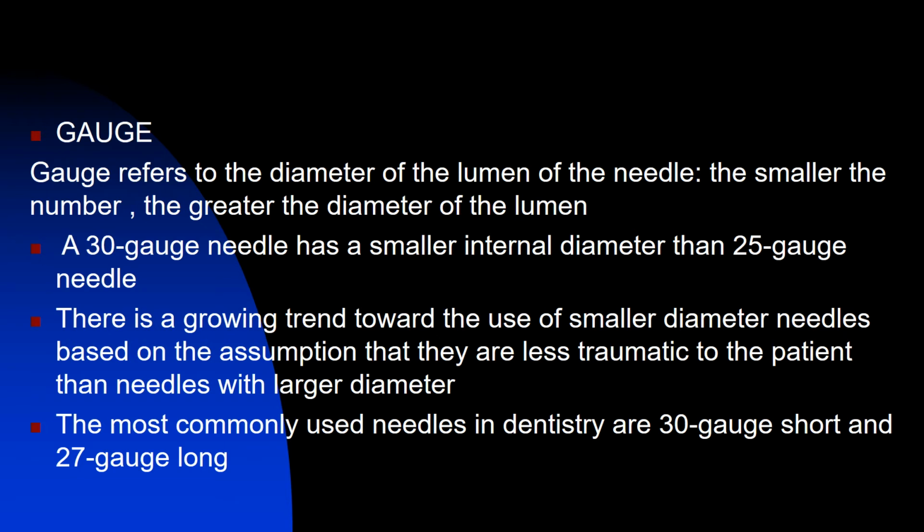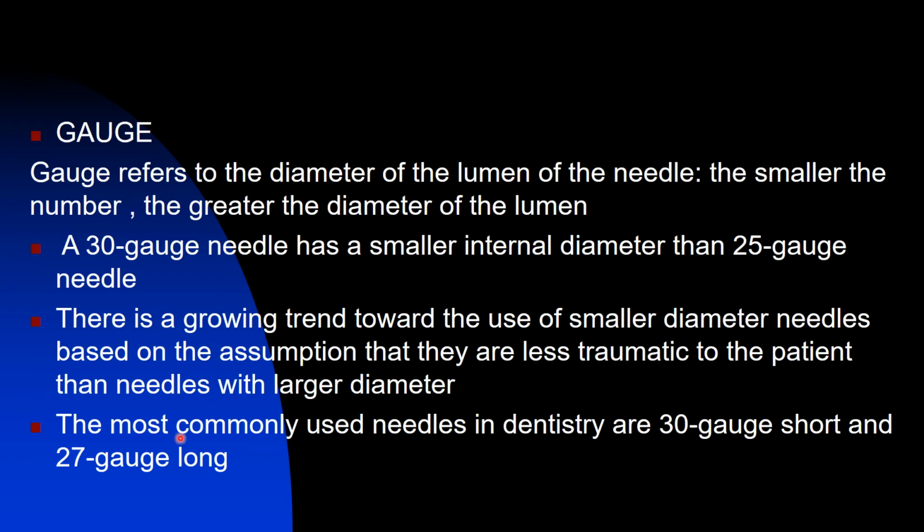The gauge of the needle refers to the diameter of the lumen of the needle. The smaller the number, the greater the diameter of the lumen. So a 13 gauge needle has a smaller internal diameter than the 25 gauge needle. So when you're going to use, which one is more painful is 25 gauge needle compared to 30 gauge because it is very thin. So there is a growing trend toward the use of smaller diameter needles based on the assumption that they are less traumatic to the patient than needles with the larger diameter.